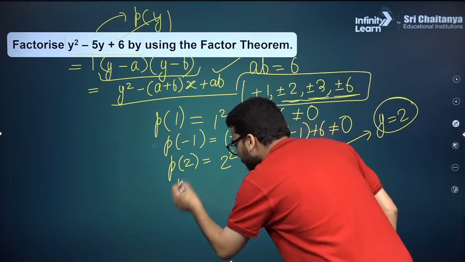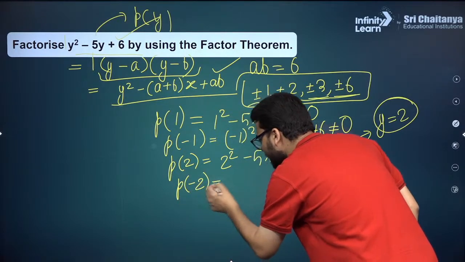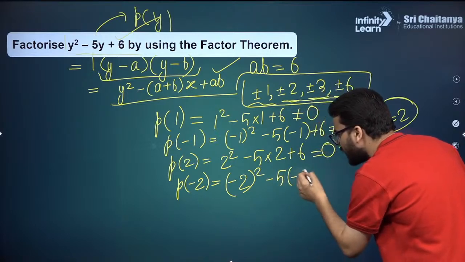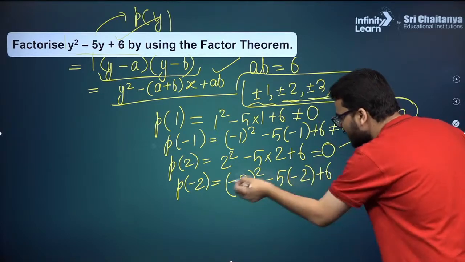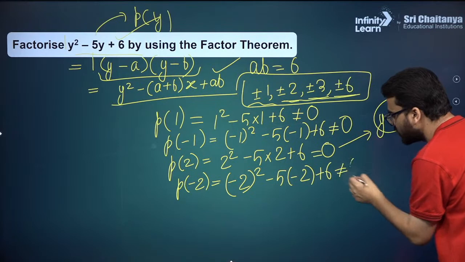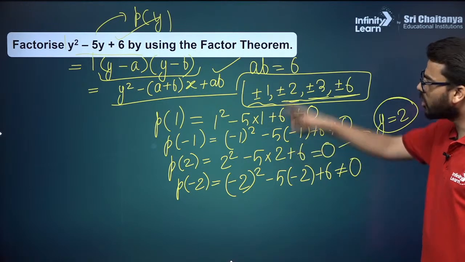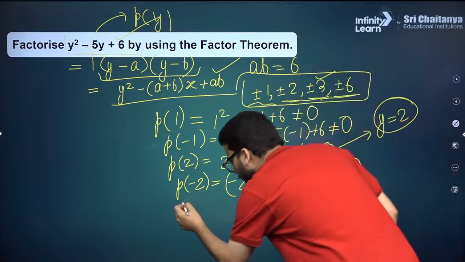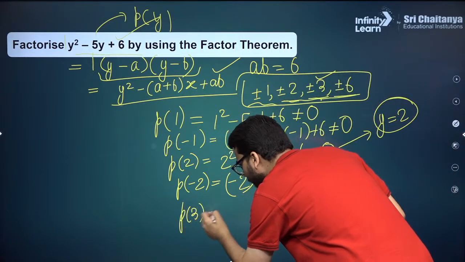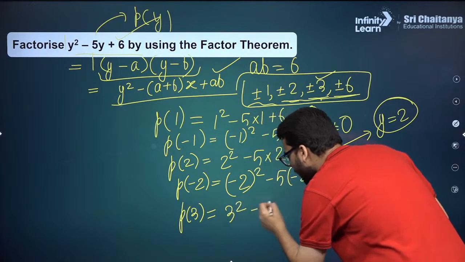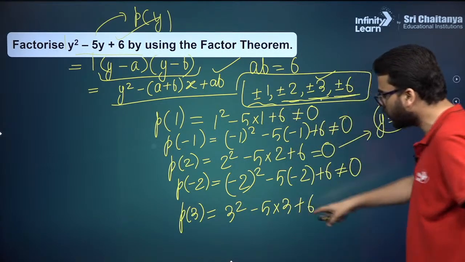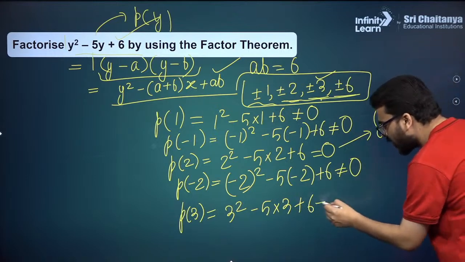Now can I find p of minus 2 over here? Is it coming out to be 0? So minus 2 square minus 5 into minus 2 plus 6. You see, this is coming out to be positive only, not equal to 0. Correct? Now let's talk about p of 3. Possible values only we are talking about. So p of 3, if I find, what will I get? 3 square minus 5 into 3 plus 6. So this is coming out to be 0.